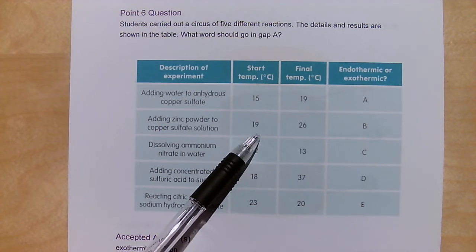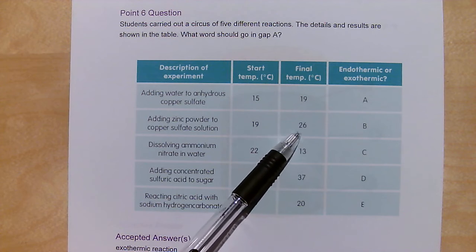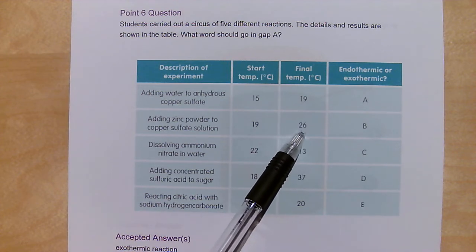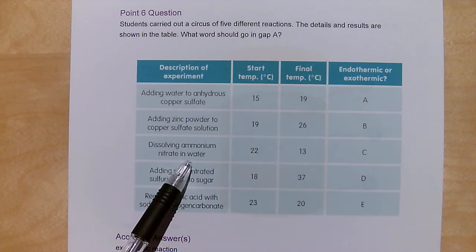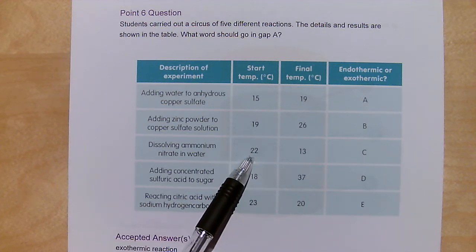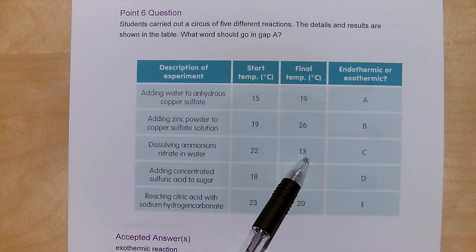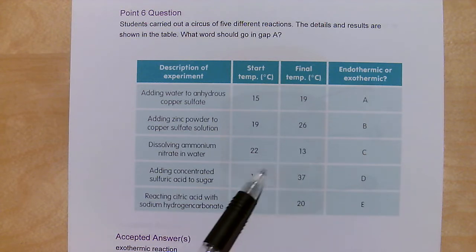Okay, the start temperature was 19, the final temperature was 26, and my temperature's gone up again, so that's an exothermic reaction. Dissolving ammonium nitrate in water, start temperature 22, final temperature was 13, so my temperature has gone down, so that's an endothermic reaction.